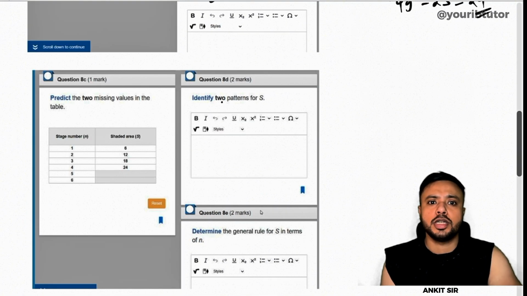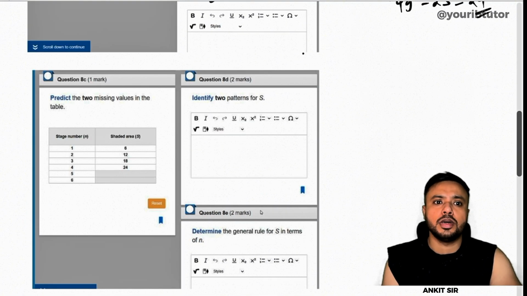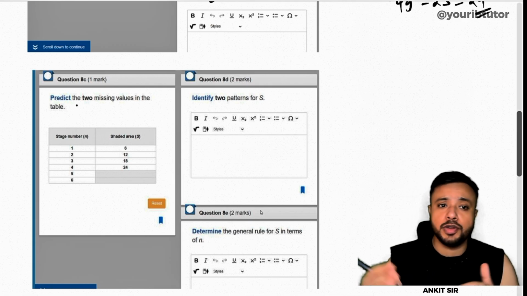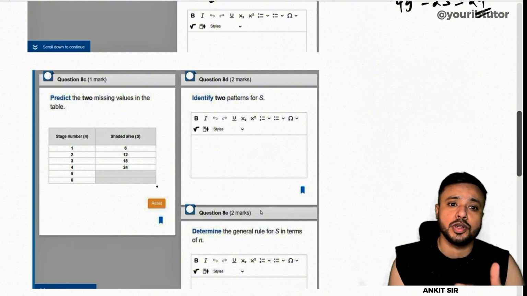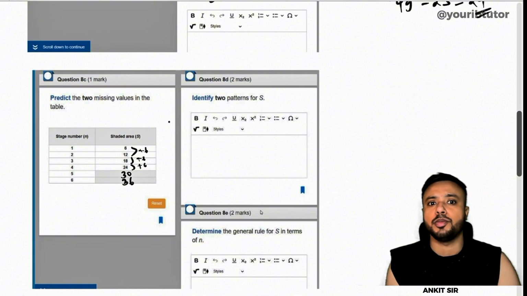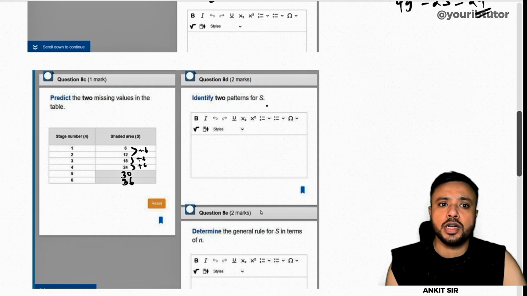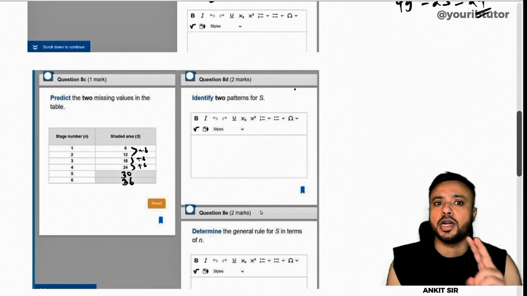Now the next question, 8c, is to predict the two missing values in the table. I explained in the previous videos that prediction of values is always asked in the exams, and here also you can see it has been asked. The shaded area is 6, 12, 18, and 24. You can clearly see we have plus 6, plus 6, plus 6. So obviously the next would be 30 and the next would be 36. If you write these two values, you'll get 1 mark here. Then 8d: identify two patterns for the shaded area.